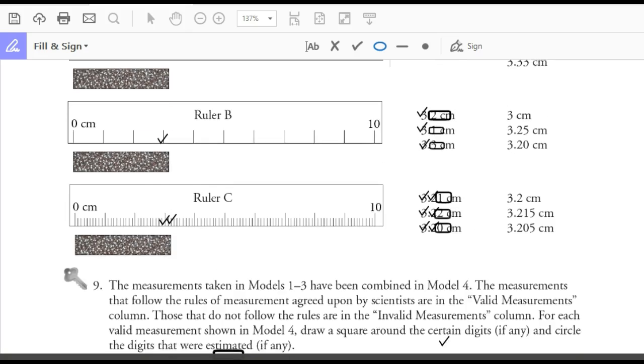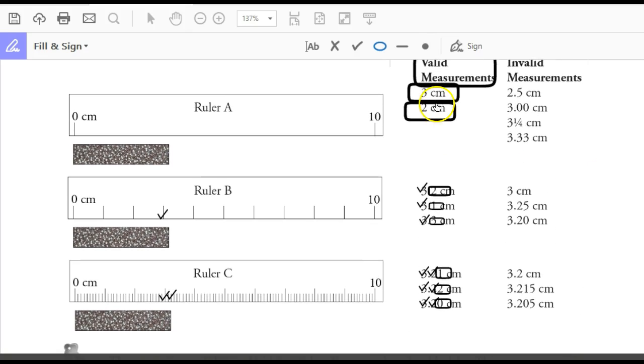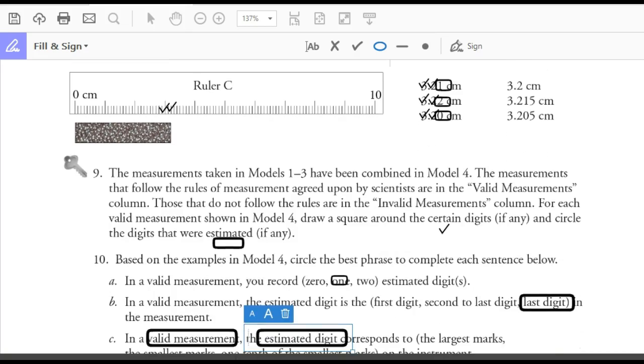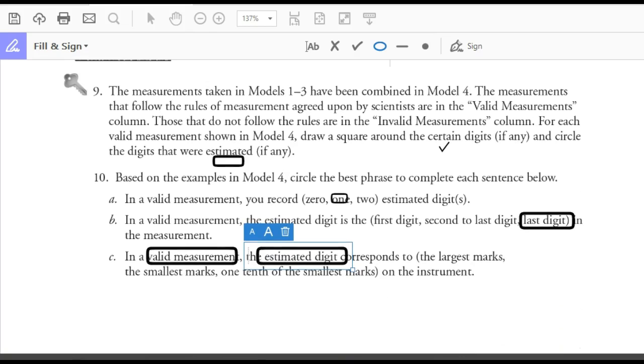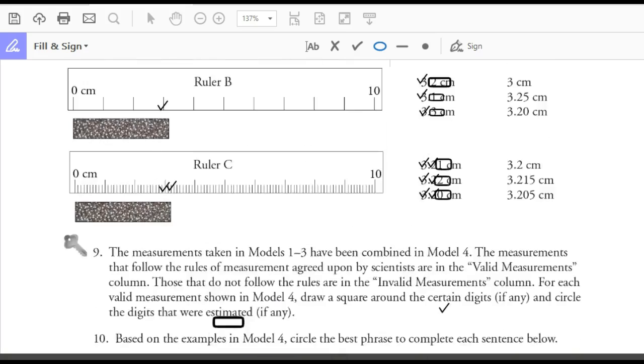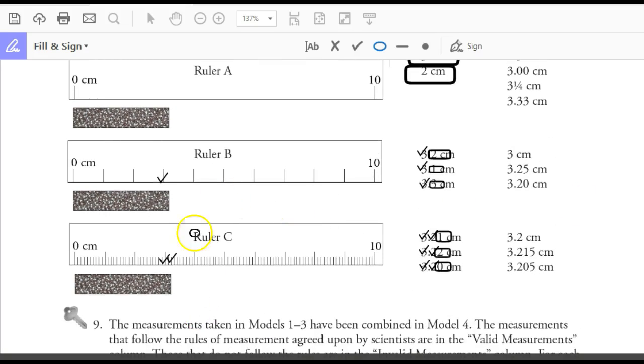So let's look at the valid measurements again. So these are both not valid, so we don't need to look at these. This one's valid, this one's not, and these two are valid, and these two are not. So for the majority of the time, it says estimated digit corresponds to the largest, smallest, or 10th of the smallest marks. So these are the largest marks, these are smaller marks, and these are tenths of the smallest mark. So the estimated digit here is in the 100th place, and here it's in the 10th place.